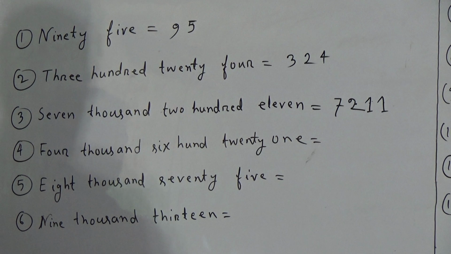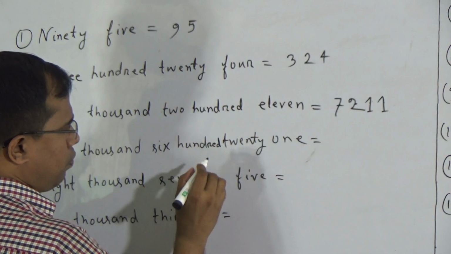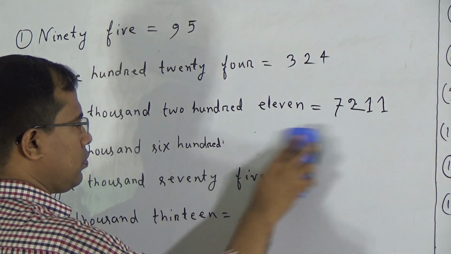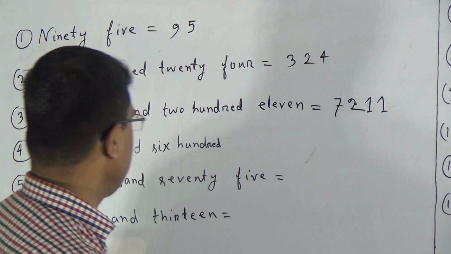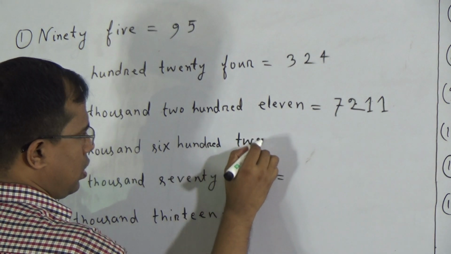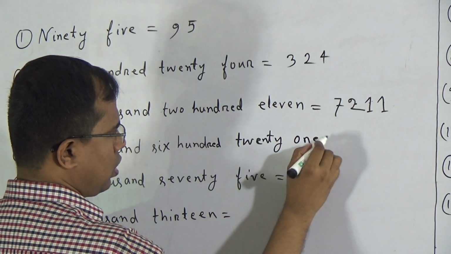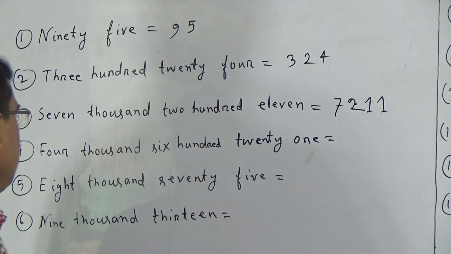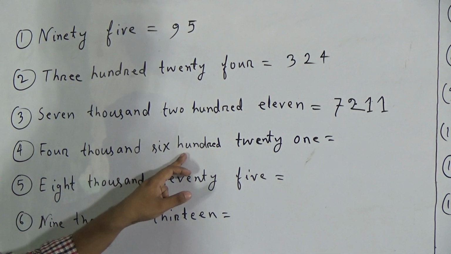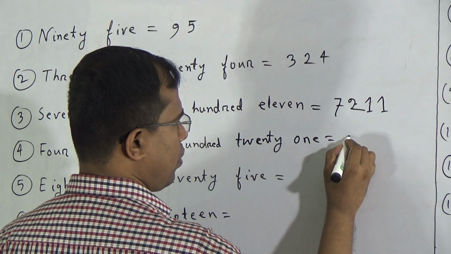Now, students, the next number is 4,621. 4,000, then 600. Total 4 places: thousands place, hundreds place, tens place and ones place. So we will take a total of 4 dot signs.